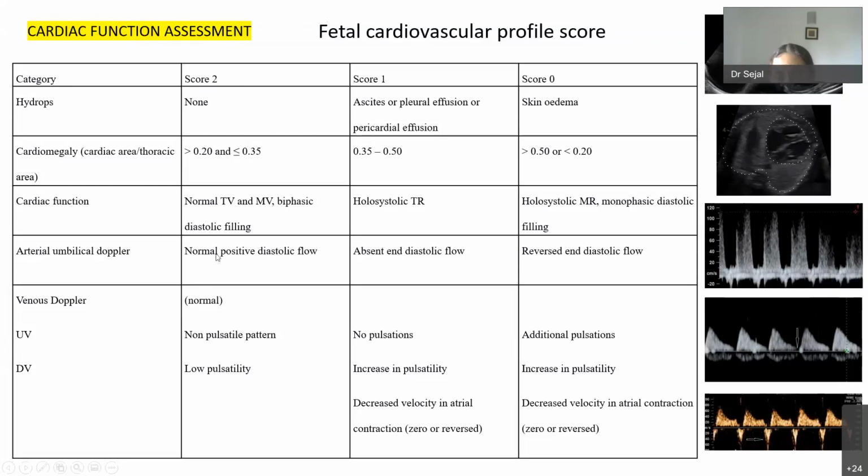Normal score is 10. So usually it is scored 10 out of 10, which is normal. This is how a cardiac functional assessment is done.